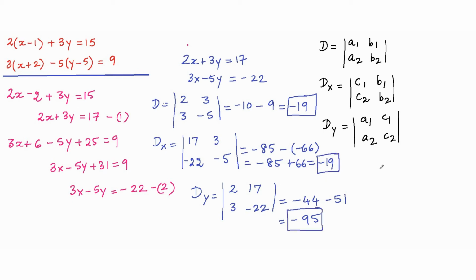So now x is given by dx upon d and y is given by dy upon d. So dx upon d is minus 19 by minus 19 and dy upon d is minus 95 by minus 19. So the value of x is 1 and the value of y is 5. Therefore, this is how you can use Cramers rule to solve simultaneous equations. I'll again pause for say 2.